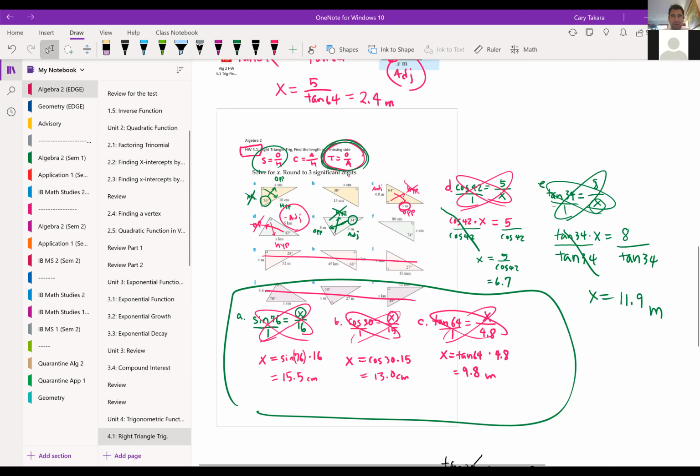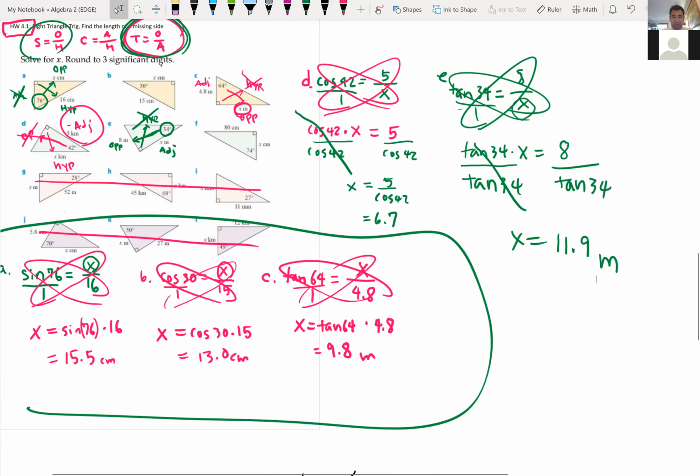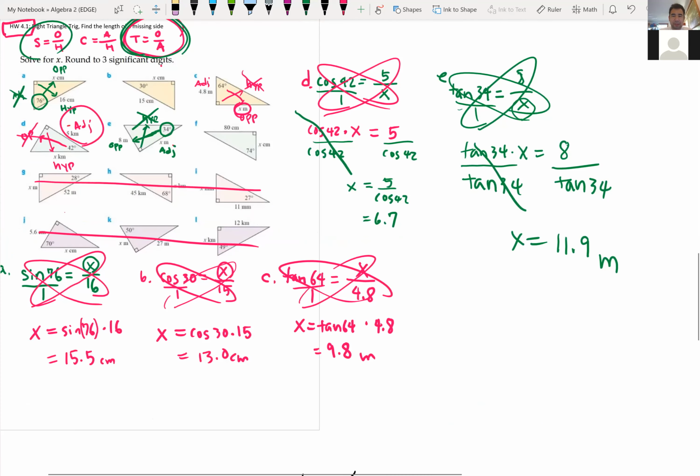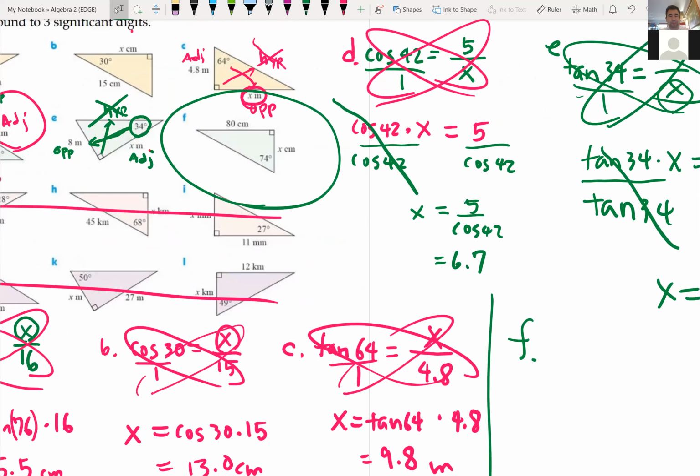Okay, ready for the last problem? Let's do F. Okay, right here. Can you guys see okay? Let's make it a little bigger. So I'm going to write down the problem, label it first, and then set up an equation. It's tangent again. And I want to solve for x.